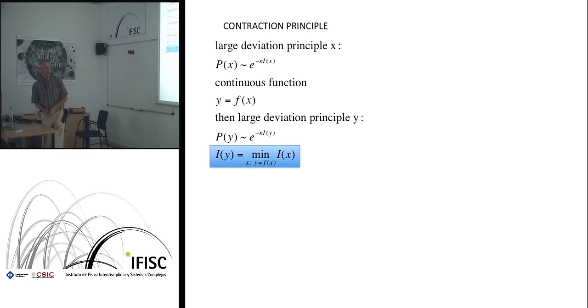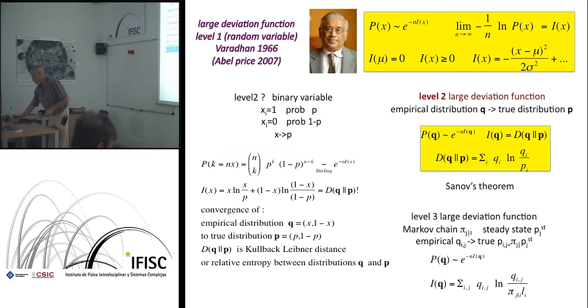Okay, so then a few additional comments. What often happens in large deviation theory, and I mention it because this is very similar to what happened in statistical physics, is that it is often possible to find a large deviation principle for a quite complicated quantity like the transition probability. And it is difficult to get large deviation functions for simple quantities.